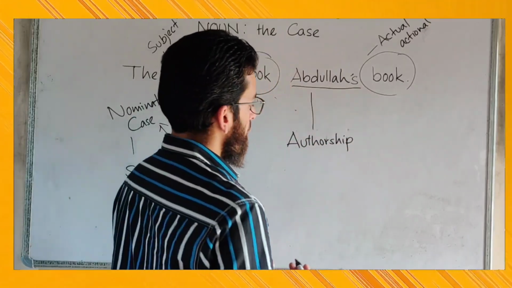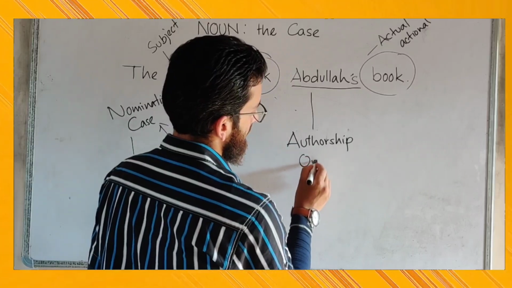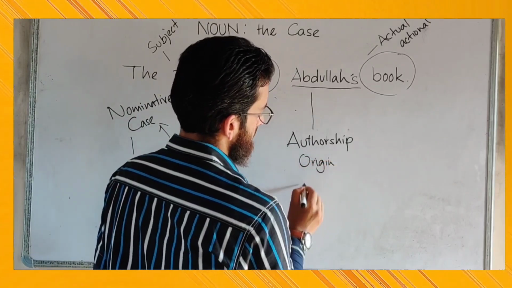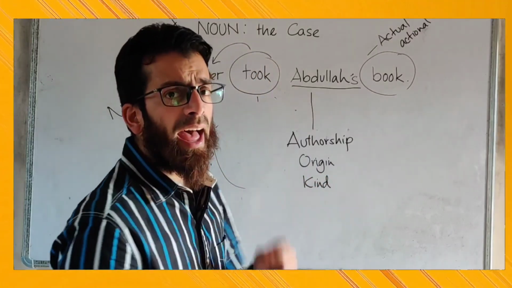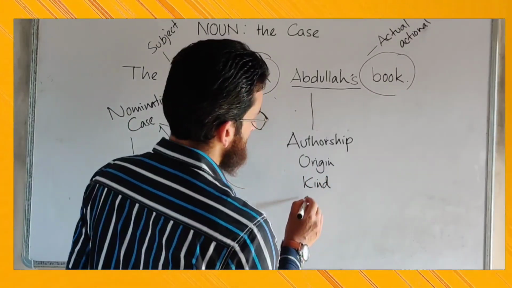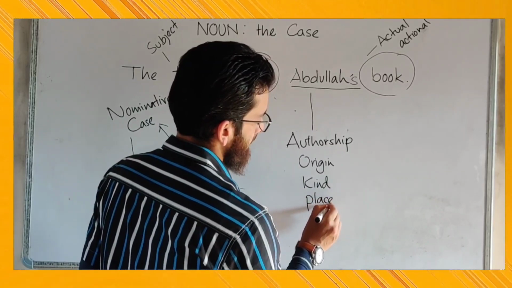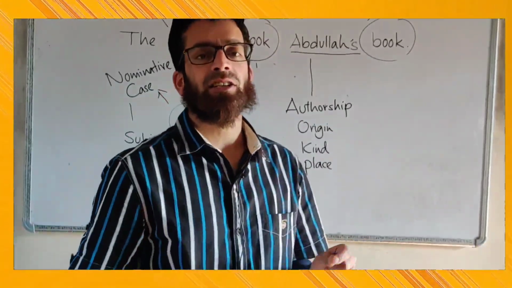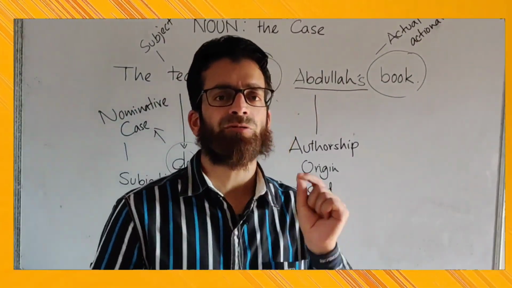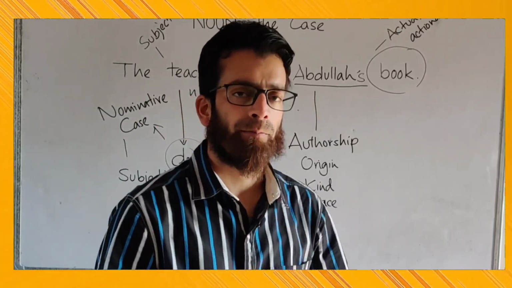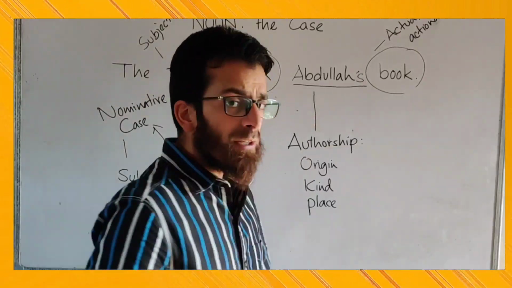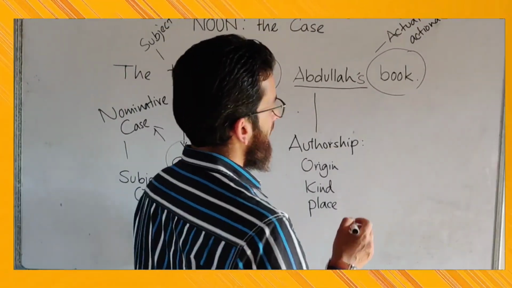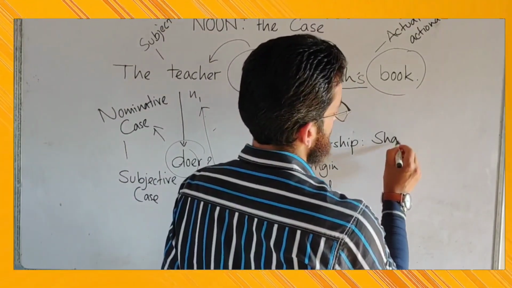It may show origin. It may show kind, and it may reflect place as well, especially when that place is related with education or trade or some profession. So I will give an example. For example, as far as authorship is concerned, I can say that Shakespeare's plays.